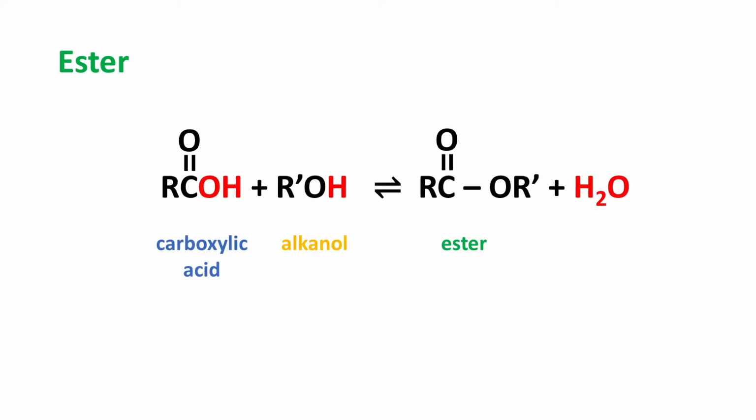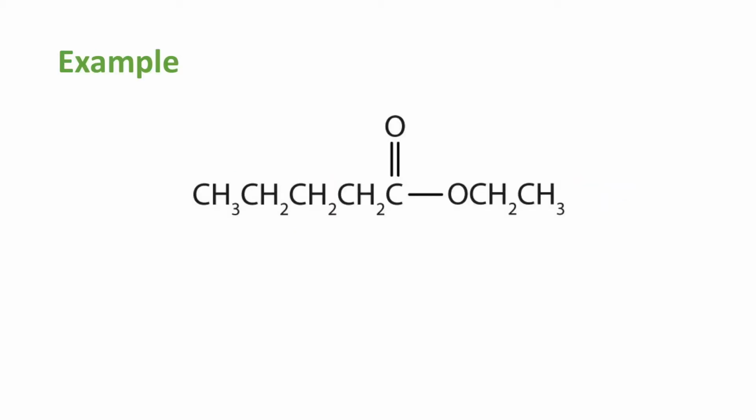The final functional group I want to introduce is ester, which is a special homologous series because it is formed by reacting carboxylic acid and alcohol with this equation. Here shows a typical example. As you can see, the carbon skeleton is broken into two parts by an oxygen atom.